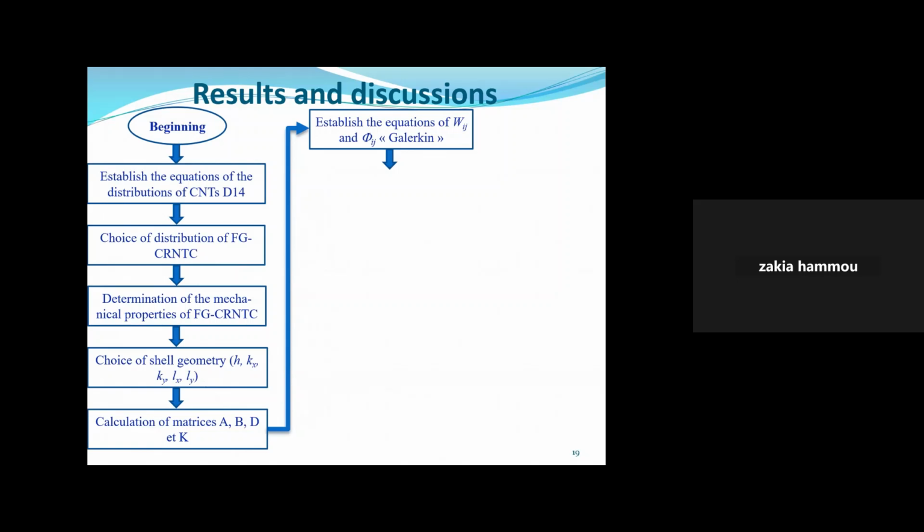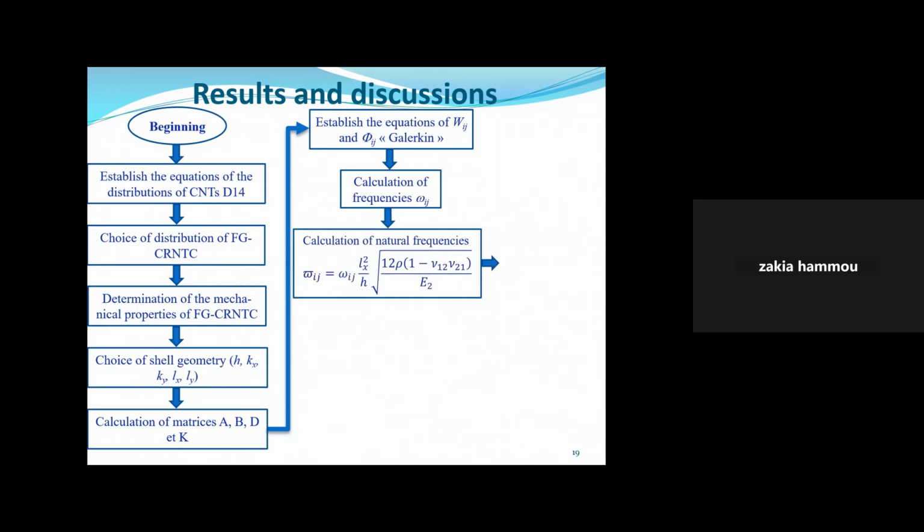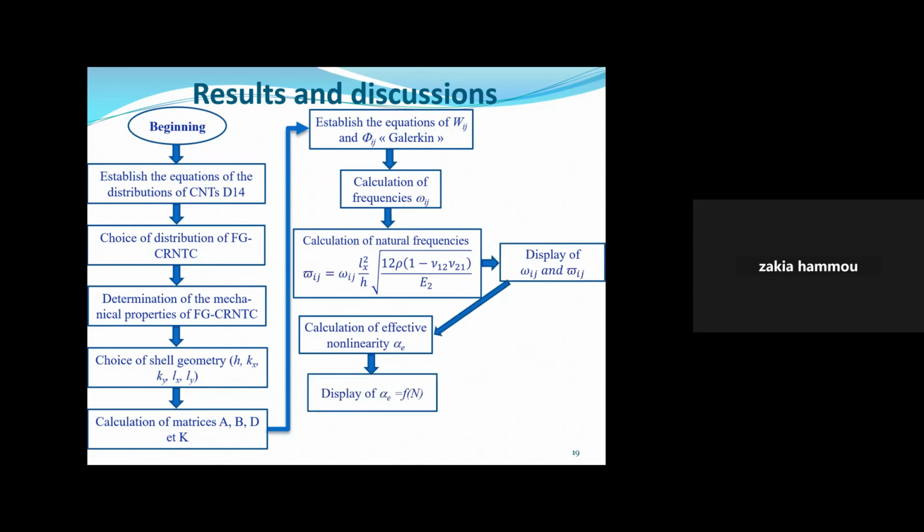We establish the expression for transverse displacement WEG and the stress function phi EG using the Galerkin approximation. We can calculate the natural frequencies and display them, and we calculate the effective nonlinearity alpha E and display it as a function of the number of modes. We can also calculate the displacement A, and display sigma as a function of A.